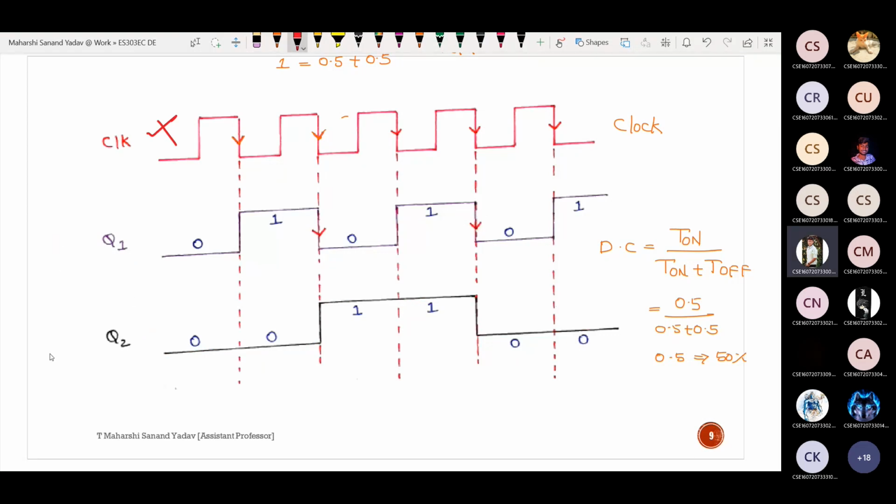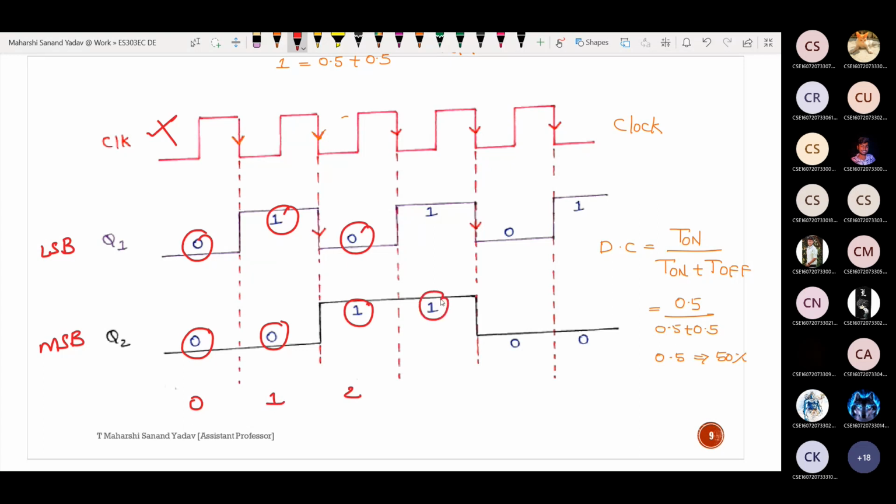Up counting. So this is the most significant bit. This is the least significant bit. So observe here 0 0, which is nothing but 0. Next 0 1, equivalent is 1. 1 0, equivalent is 2. 1 1, 3. Again from 3, does it go to 4 or 0? 0.